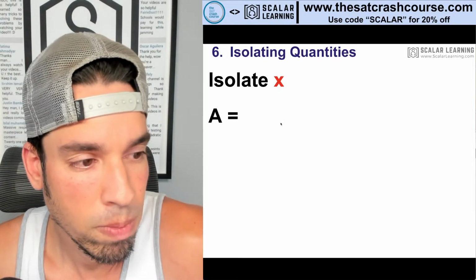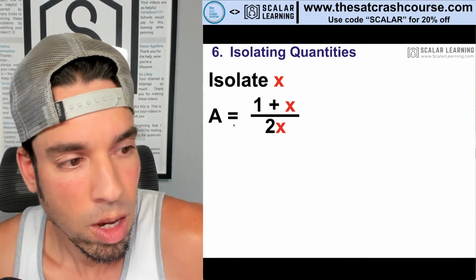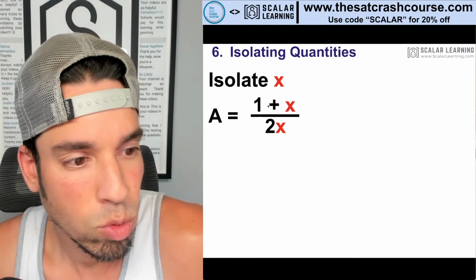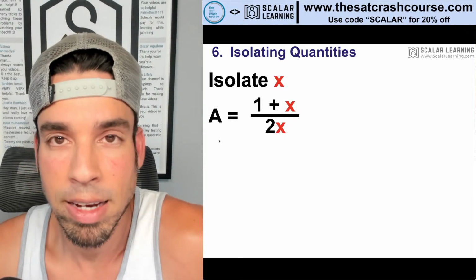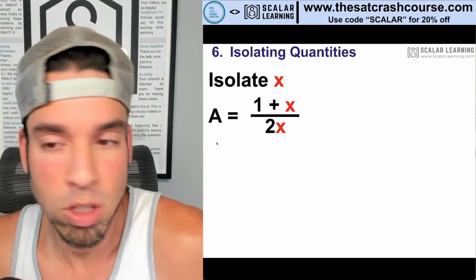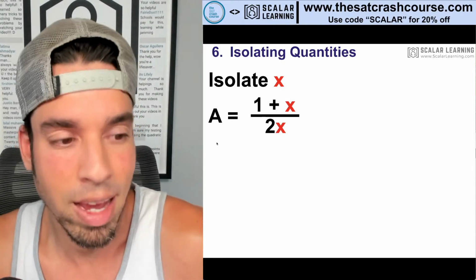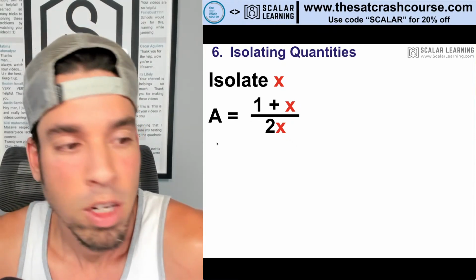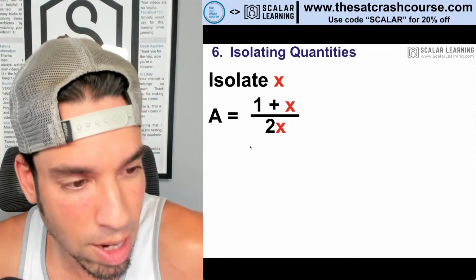So for example here, right, we've got this function. Or formula, I should say, a equals 1 plus x over 2x, and we're trying to isolate x. Now, depending on the equation and the setup, it's always going to vary, but let me just show you the general protocol. What are we trying to do? We're trying to get x by itself. Now, I did choose kind of a hard one because we got an x on top and the bottom, and you cannot cancel out the x's.